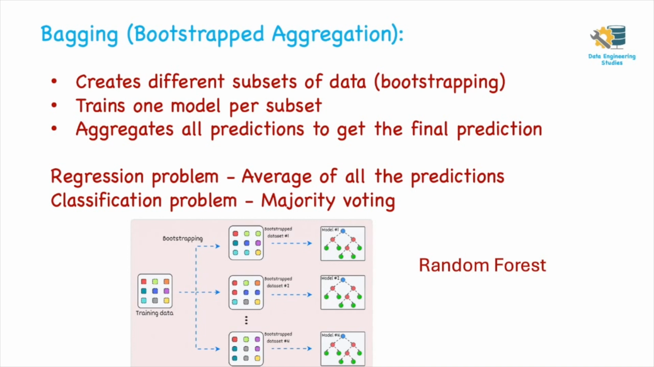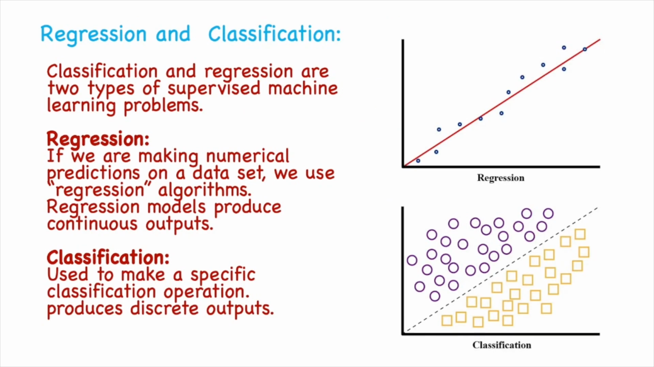The next terminology is regression and classification. Regression and classification are two types of supervised machine learning problems. If we are making a numeric prediction on a dataset, we use a regression algorithm. A regression model produces continuous output. Classification, in other words, is to make a specific classification operation. A classification algorithm produces discrete output.